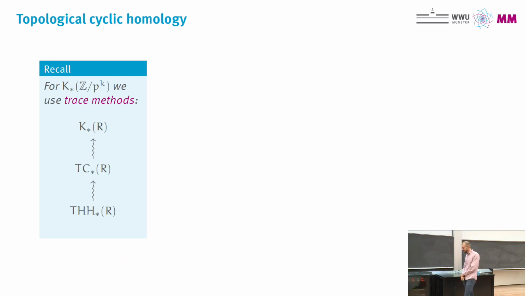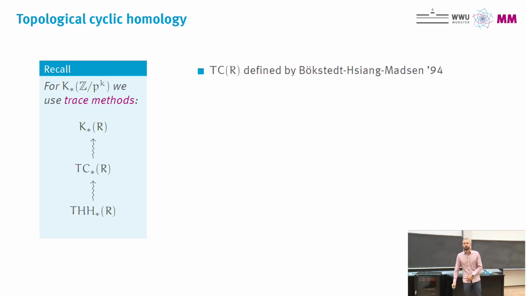Now let's get back to our first motivation, to close the bracket and see how we use this to compute K-theory. So remember, we wanted to climb that ladder in the case of Z mod p to K. We want to start with topological Hochschild homology and compute K-theory. So now we have to understand how to climb up here. The first thing is there's an intermediate layer in the game, which we haven't talked about, topological cyclic homology. It was defined by Bökstedt, Hsiang, Madsen, and I'm not going to say anything about how they defined it.